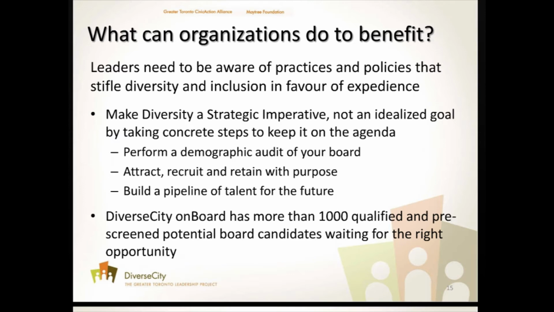So tangibly, what can we encourage organizations and boards to do? First, perform a demographic audit of your board. Find out how reflective your board is of the community it serves.